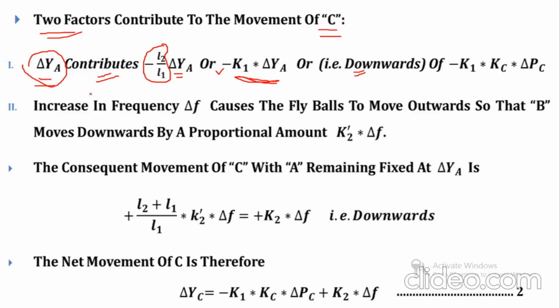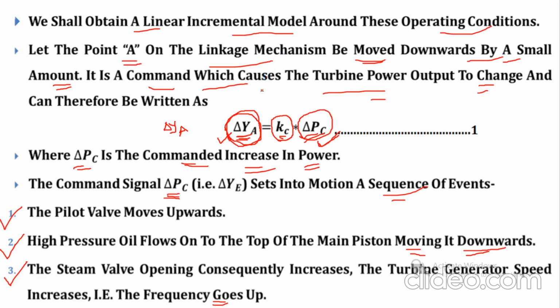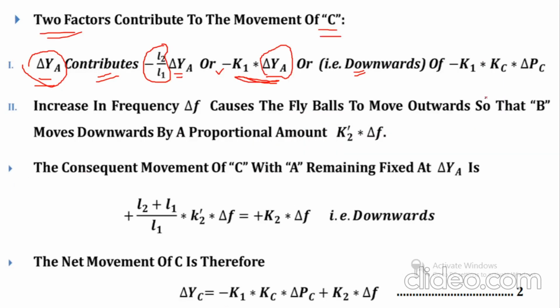So the delta YA contribution is equal to minus K1 into delta YA, or if we replace delta YA, which we have already derived, delta YA is equal to Kc into delta Pc. So that is equal to minus K1 into Kc into delta Pc. That is the contribution of point A, which is equal to minus K1 into Kc into delta Pc.